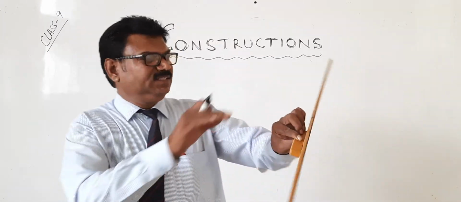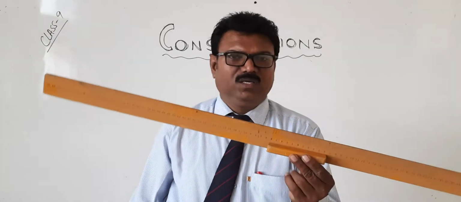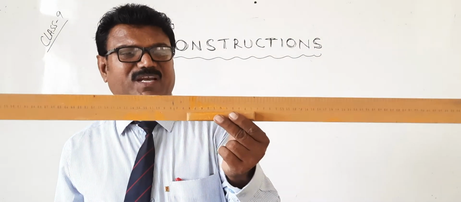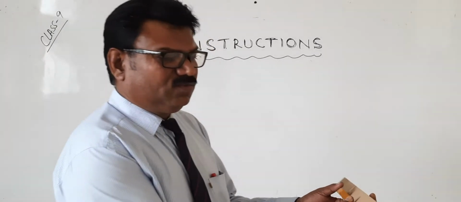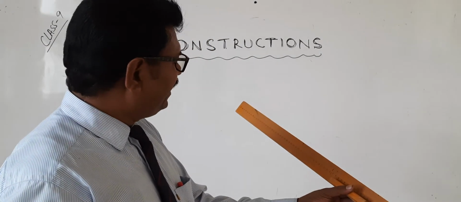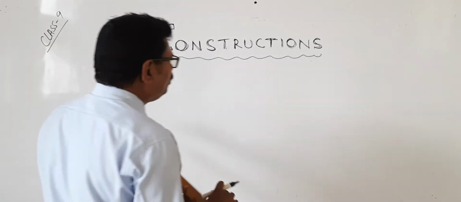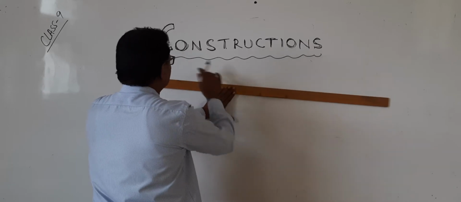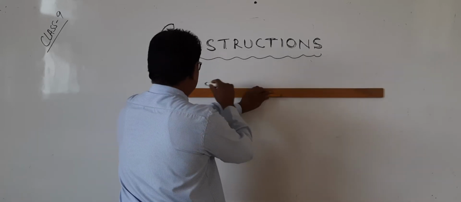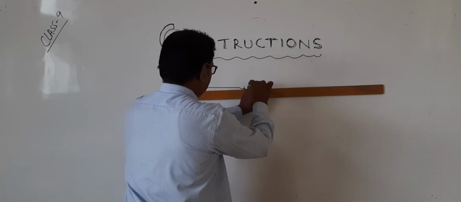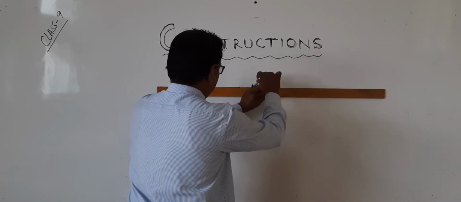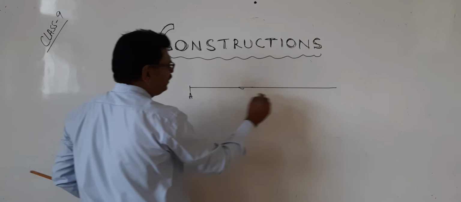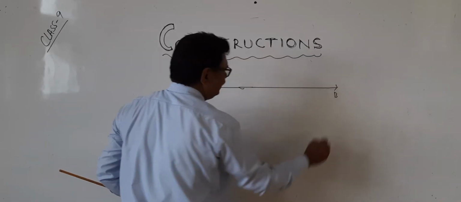If you see, this is a ruler. In this ruler, you will find centimeters as well as millimeters. How to use this? For example, see here. I want to draw a line. So I can hold like this and I can draw like this. It is nothing but A, it is nothing but B, like this.